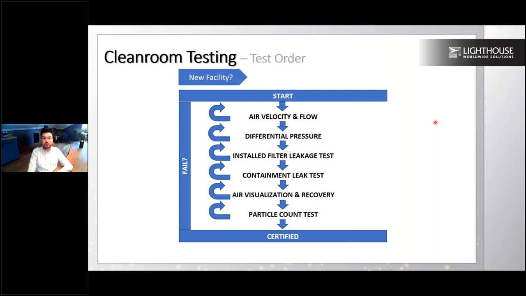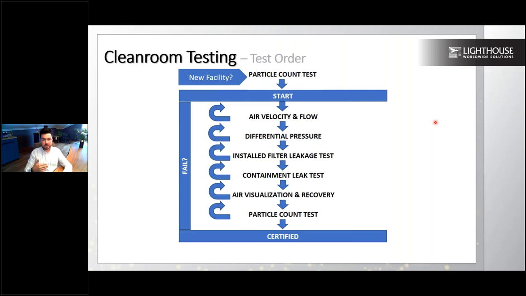But if it's a brand new facility, and you will be starting from scratch, I recommend you start with particle count and finish with particle count testing. The reason is, if your area is not clean enough, and a certain level of cleanliness is not achieved, then you will be failing most of the other tests because of the contamination in your cleanroom. So make sure that you have proper cleaning, make sure you are achieving the required particle counts for the cleanroom, then you can move to the air velocity and flow testing.